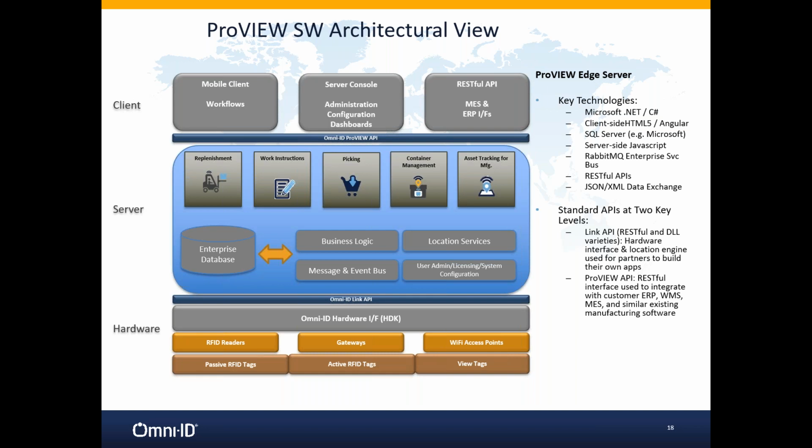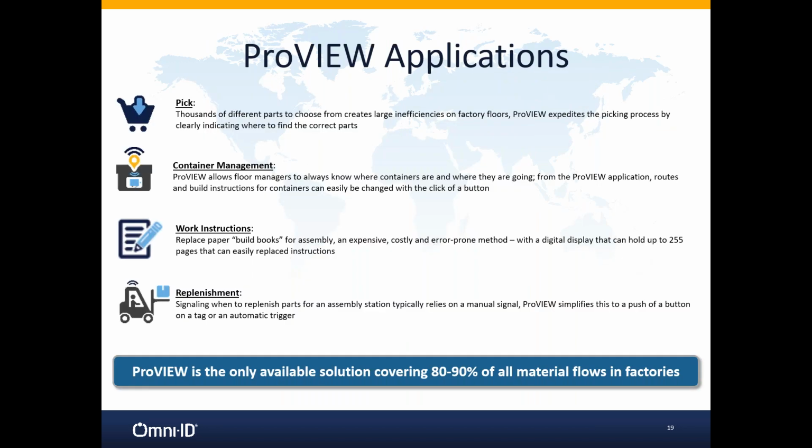So it gives you a little overview of what the software looks like. To get a little more detail of what each of the applications do, Pick is really about taking all the different parts and picking them into kits, whether they're sequenced kits or whether they're just being picked directly into bulk picks. ProVIEW expedites that. It's the ability to put the visual instruction for the picker and to guide them, and I'll go into that in a little bit more detail.